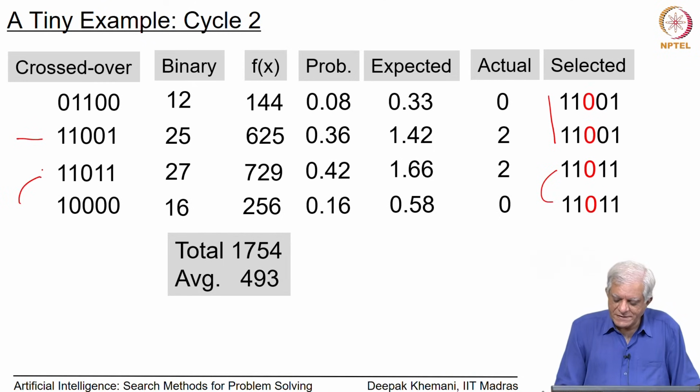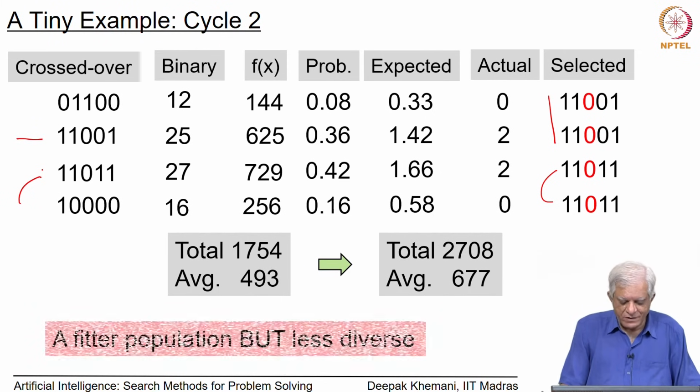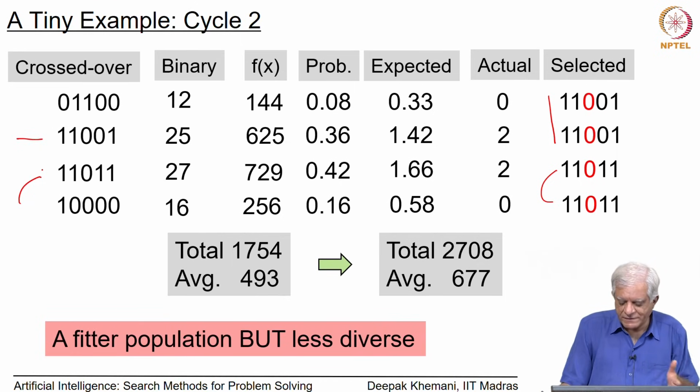Now, if you look at this population and do the computation, you will see that the total fitness has gone up from 1754, which was the one that we just started with in the second cycle, and the average fitness has in fact gone up to 677.